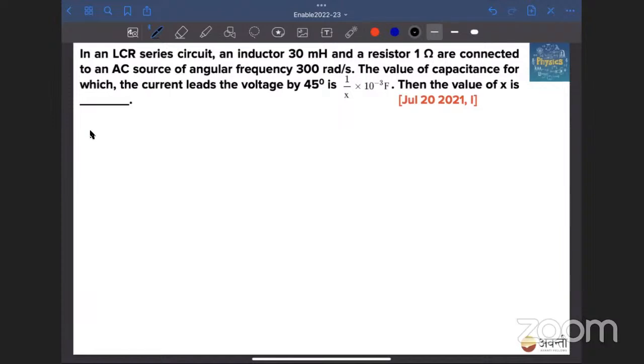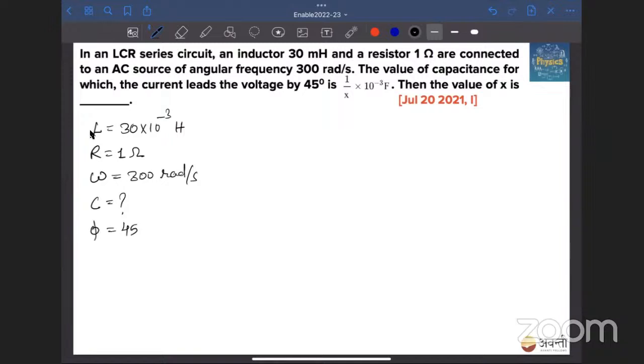Let's read then. Very simple. Listen here, all of you. In an LCR series circuit, an inductor, write all the data, whatever it is saying. Inductor is 30 millihenry, 30 into 10 to the power minus 3 Henry, and a resistor of 1 ohm are connected to an AC source of angular frequency omega equal to 300 radians per second. The value of capacitance for which we have to calculate. The current leads the voltage by 45, means phi is given as 45.